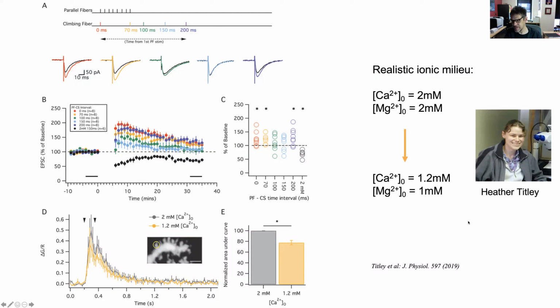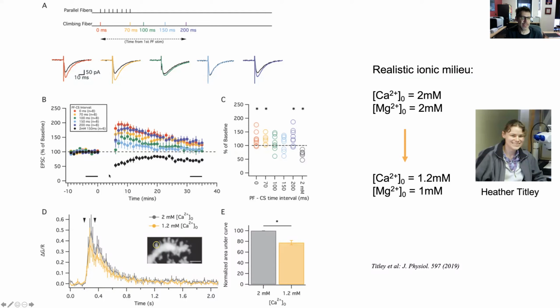So the realistic concentrations are 1.2 and 1. So 1.2 millimolar calcium and 1 millimolar magnesium. So the ratio is not that different. If anything, calcium is higher, but it's not the same. And what we see here, that's slice experiments.